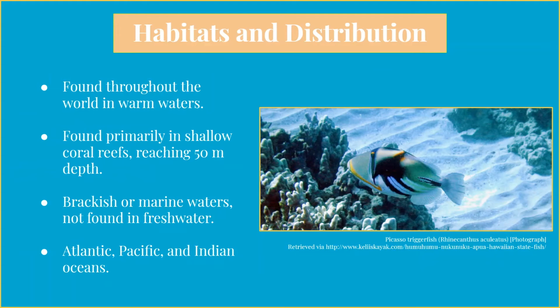Moving on, let's talk about the habitat and distribution of these fish. I've actually already mentioned basically their entire range in those last two examples. They can be found throughout the world in warm water environments. Primarily, they are found in shallow coral reefs, anywhere between the surface and up to 50 meters depth.